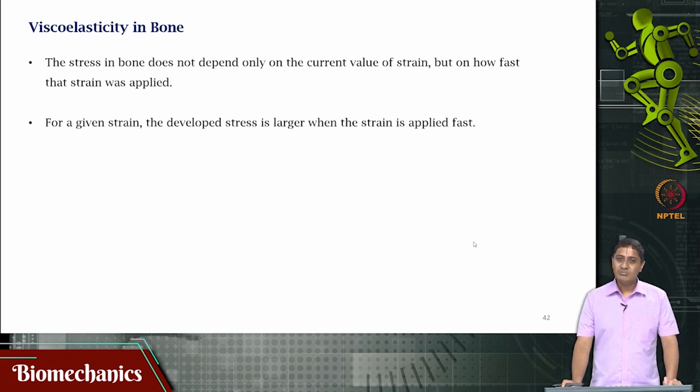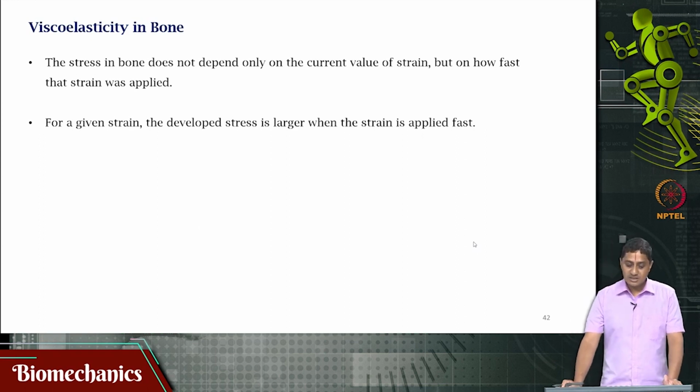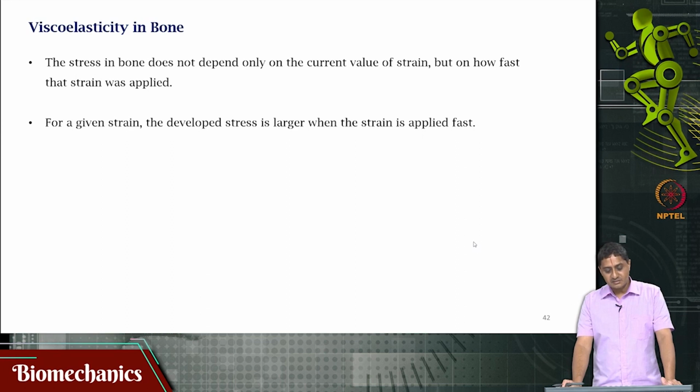But then what do you mean when you say fast and slow? What is fast application of strain and what is slow application of strain? That is not clear. We need to discuss that. We will discuss that. But if you apply strain fast, then the stress is larger. So that means that the stress and strain are not purely linearly related. It is not like if I apply a larger strain, the stress will be larger. Yes, that will happen even in an elastic material, but not just that, right? If I apply a given strain faster, I will develop a larger stress.